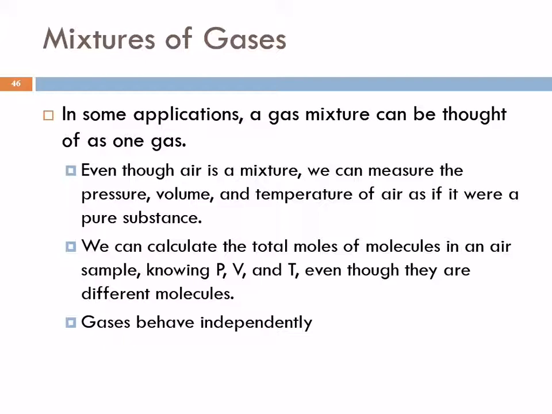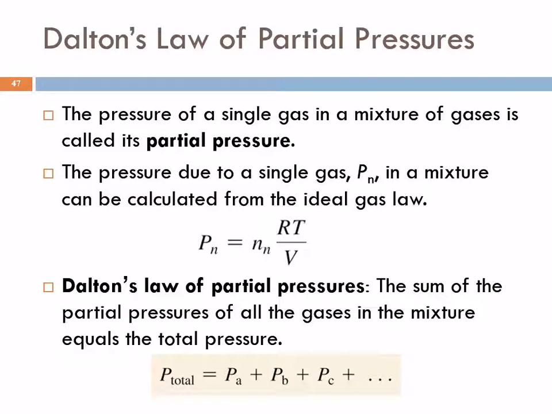Sometimes we can treat a gas mixture as though it were a single gas, because when we measure the pressure, the volume, and the temperature of a gas, those all depend on the number of moles of gas molecules. It doesn't matter what the particles are. So we can calculate the total number of molecules even though they are different molecules. That's because gases behave independently. We're going to talk later in the chapter about the theory of gases called kinetic molecular theory, and that explains why this works. But now we're dealing with laws, just saying what happens.